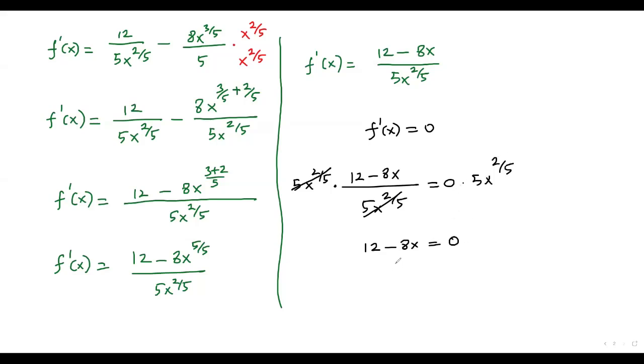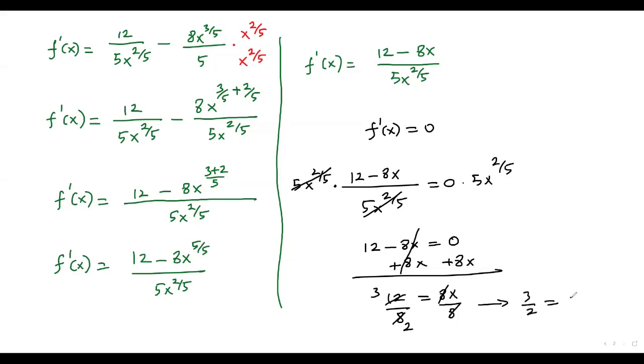Now to solve for x, I add 8x to both sides. When I do so, the negative 8x and positive 8x cancel out. I'm getting 12 equals 8x. Now I divide both sides by 8. This 8 cancels out, and both 12 and 8 have the greatest common divisor 4. 4 goes into 8 twice and 4 goes into 12 thrice. So we get 3 over 2 equals x. Now I have equated the first derivative to 0 and solved for x, so I got x equals 3 over 2. This 3 over 2 is called a critical number for the given function.